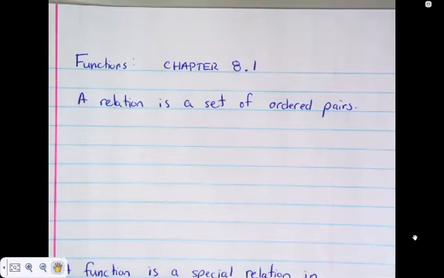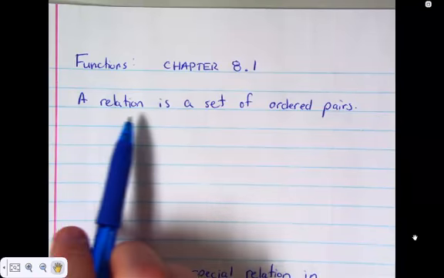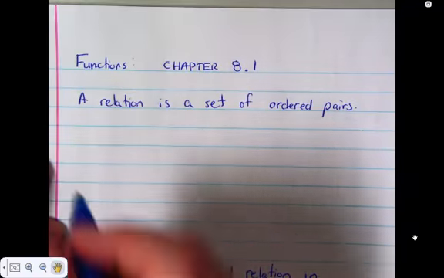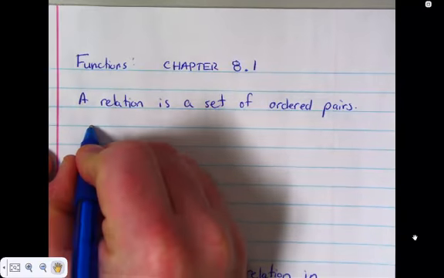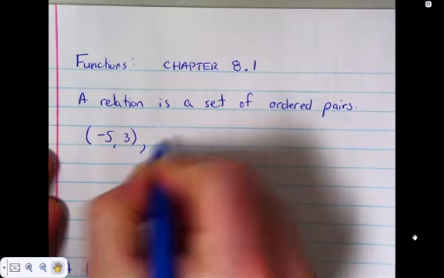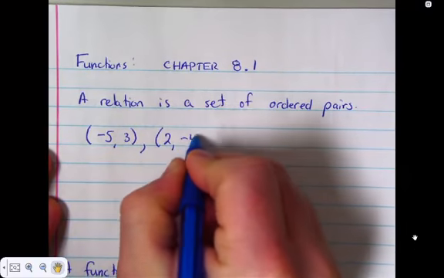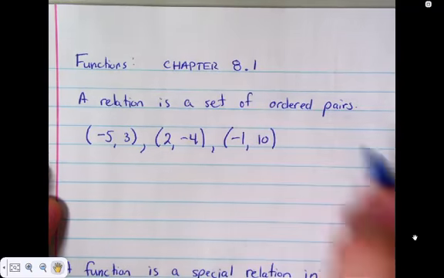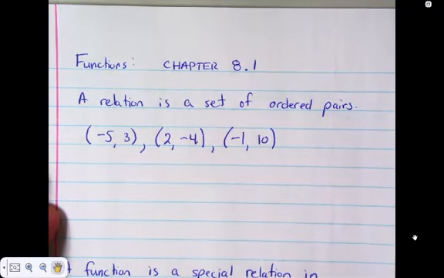Hello, today we're going to talk about the basics of functions and how to tell if a relation, which is an ordered set, is a function or not a function. Like I just said, a relation is a set of ordered pairs. We talked about ordered pairs a while ago, but they're just a different way of describing points on a graph. So like (-5, 3), (2, -4), and let's say (-1, 10). It's a set of these different ordered pairs.